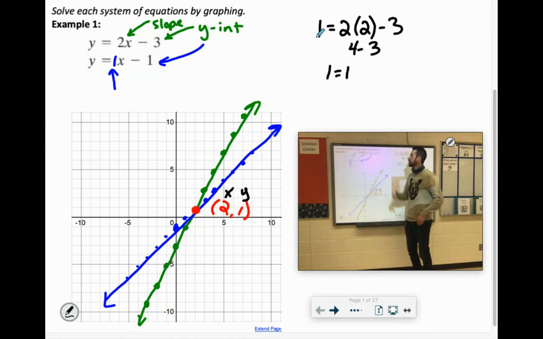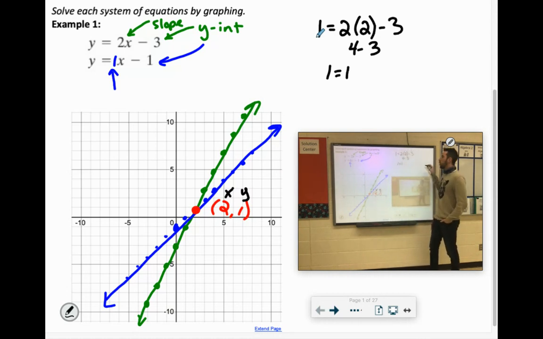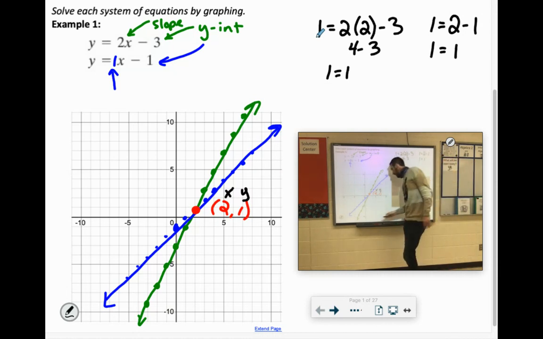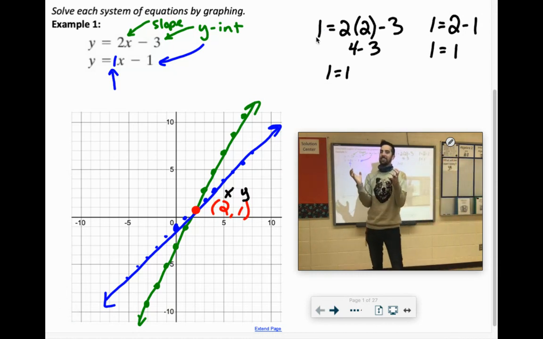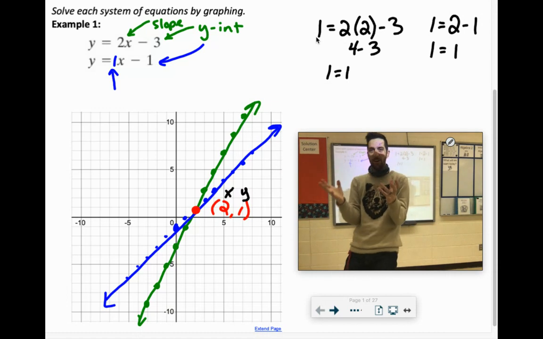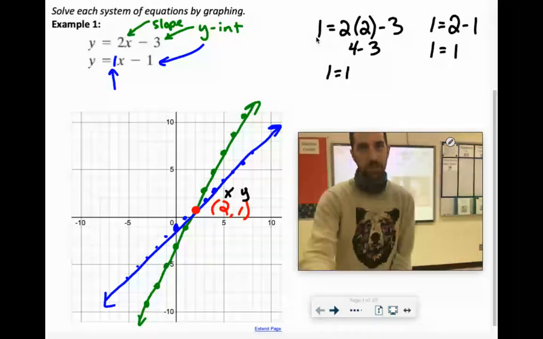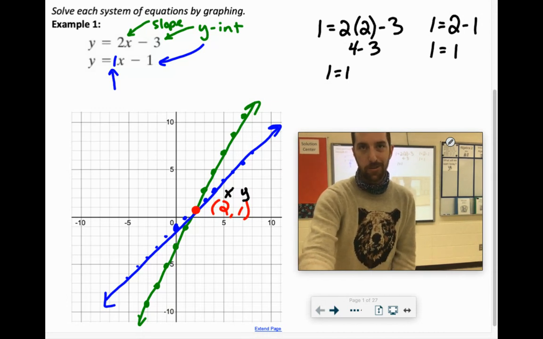Fantastic. You can check the second equation. Y, which is 1, equals x minus 1. 2 minus 1 is 1. Both of them work out. That's why I love these systems of equations. You can always check them in the original equation. It's so much fun.